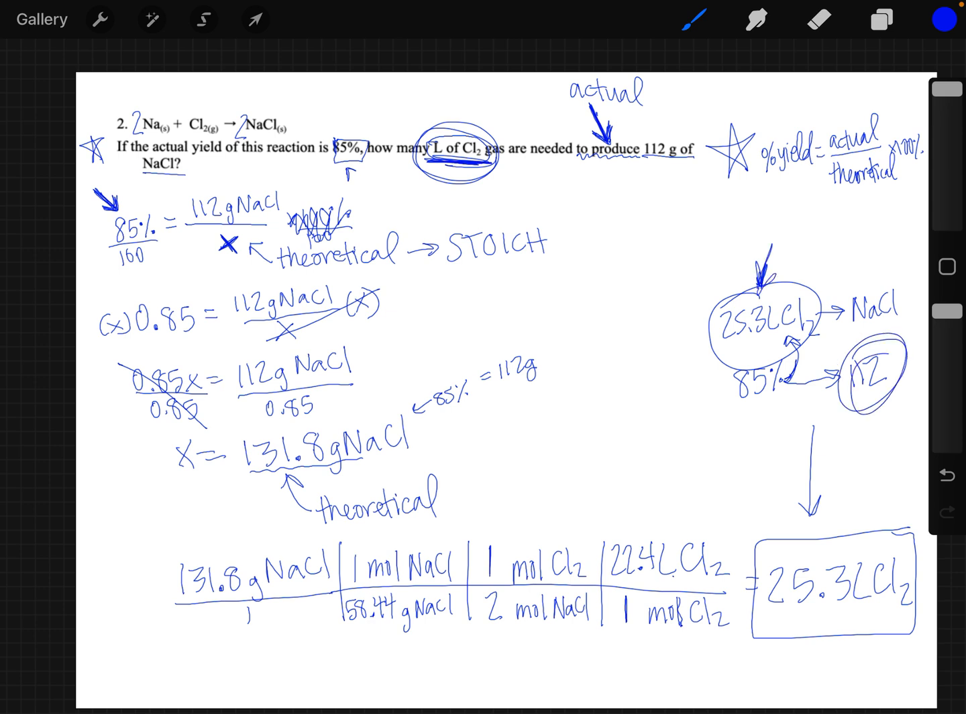Hopefully that helps you. I'm going to be honest, here's a testing strategy. It's not a good learning strategy, but a good testing strategy. I would just start memorizing the processes: if I see a percent and a given, I follow this process of plugging x in for theoretical, then putting my answer for theoretical into a 4-step stoichiometric problem. Hopefully that helps you guys.